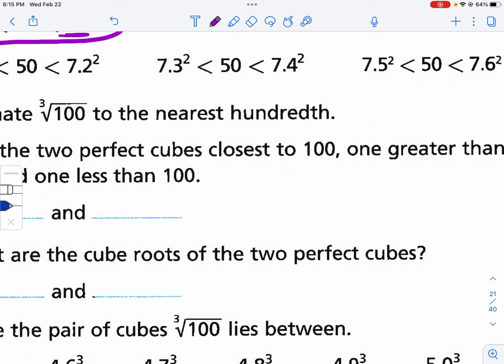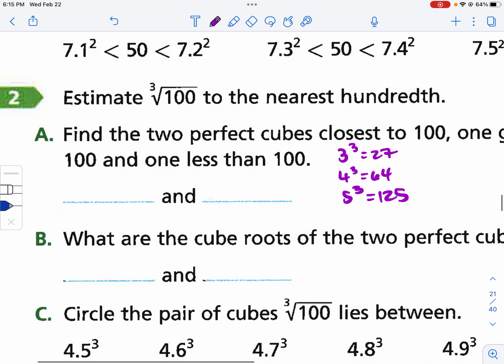Okay, so what perfect cubes is 100 between? 3 cubed is equal to 27. 4 cubed is equal to 64. 5 cubed is equal to 125. So it is between 64 and 125. So it's going to be between 4 and 5.